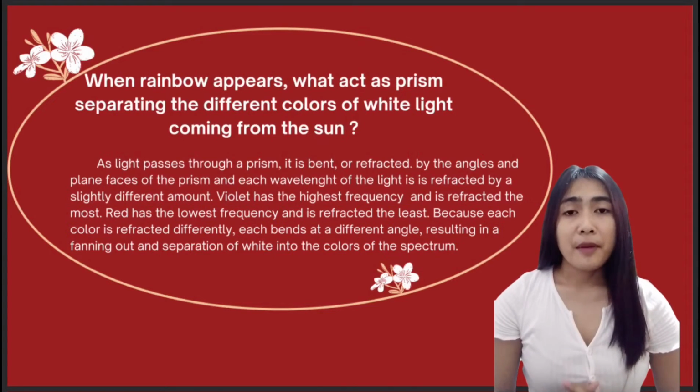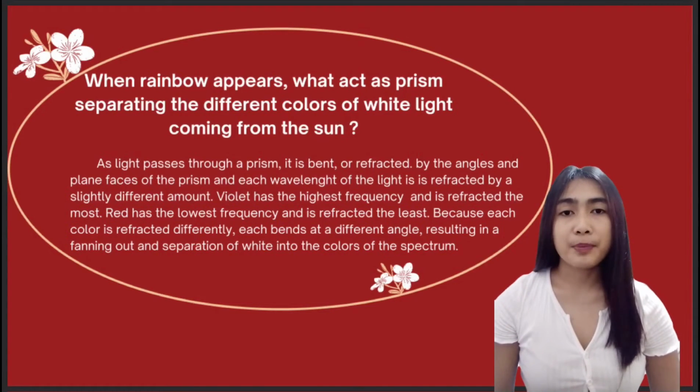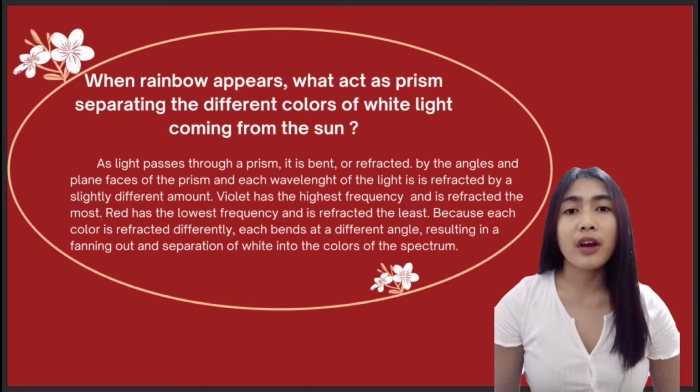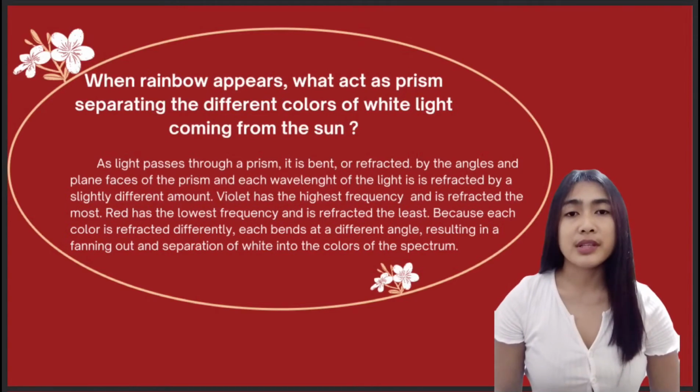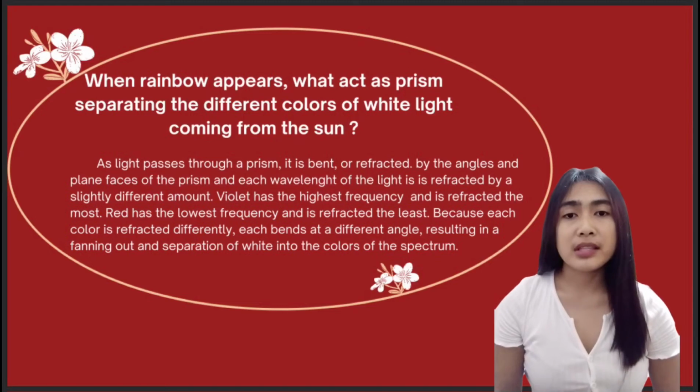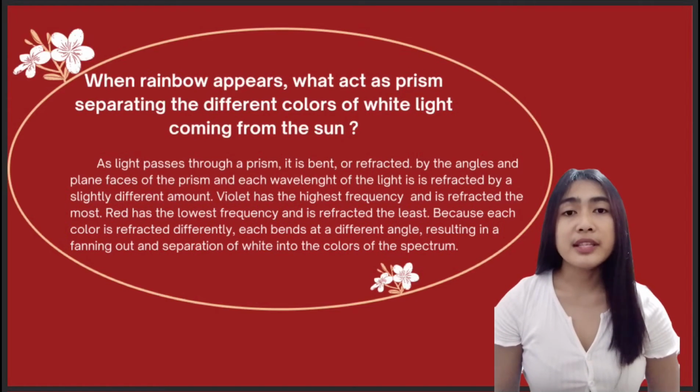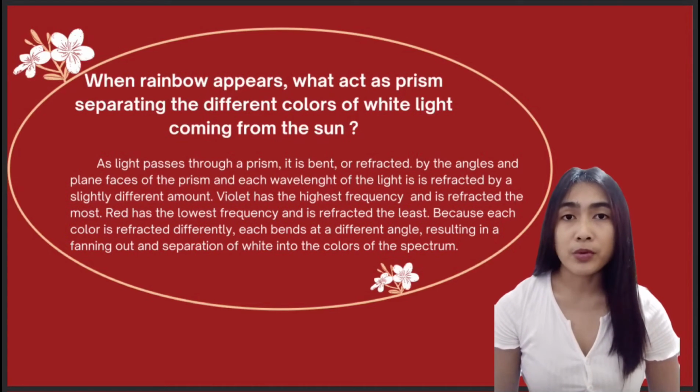When a rainbow appears, what acts as a prism separating the different colors of white light coming from the sun? As light passes through a prism, it is bent or refracted by the angles and plane faces of the prism, and each wavelength of light is refracted by a slightly different amount. Violet has the highest frequency and is refracted the most. Red has the lowest frequency and is refracted the least.